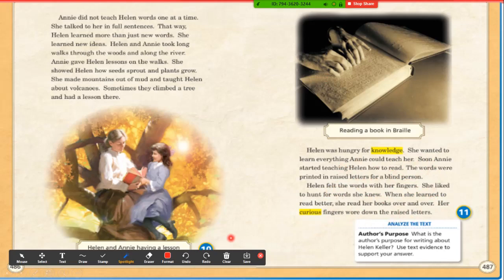So the author's purpose here is that he wants us to know that Helen is a good person. She changed a lot. She is hungry for knowledge. She wants to know everything around her. And a person who wants to know everything is curious, as we said before.